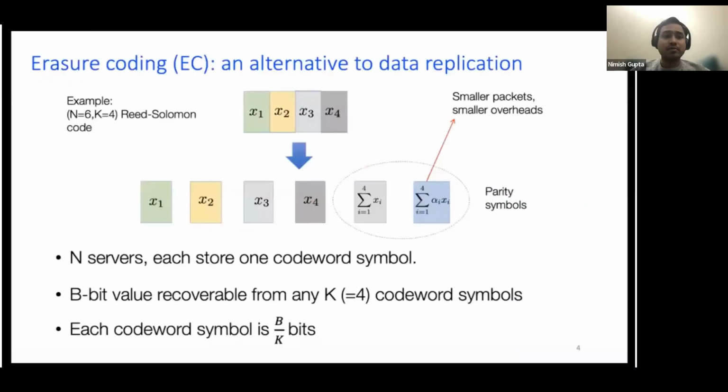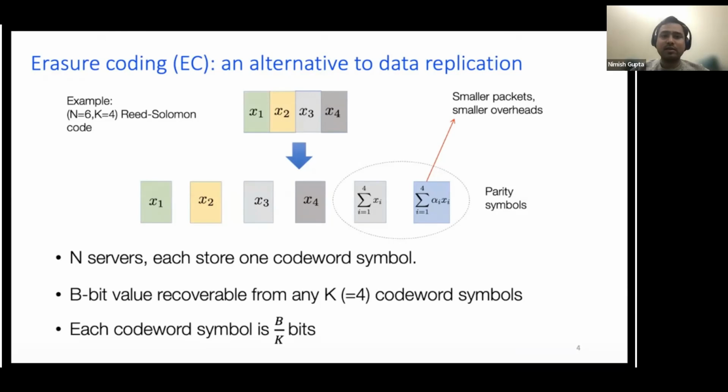Another thing it makes use of is erasure coding. Typically, these data stores make use of replication. This paper explores erasure coding as an alternative to data replication in the system design. So just a brief primer.